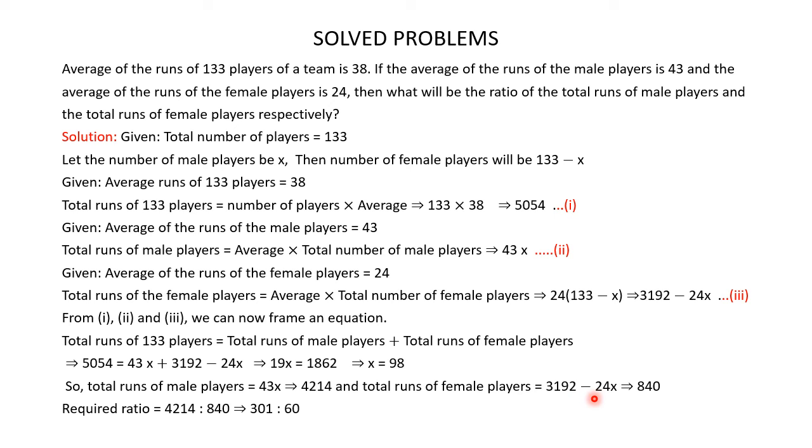So 3,192 minus 24 multiplied by 98 is 840. So total runs of the male players is 4,214 and total runs of the female players is 840. So the required ratio of the total runs of the male players to total runs of the female players is 4,214 is to 840, which is nothing but 301 is to 60. So the required ratio is 301 is to 60.